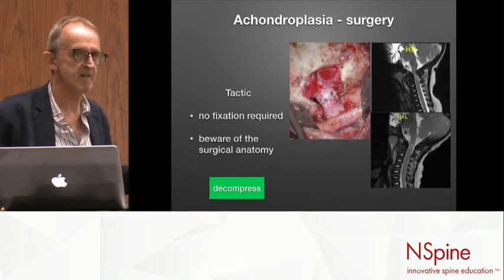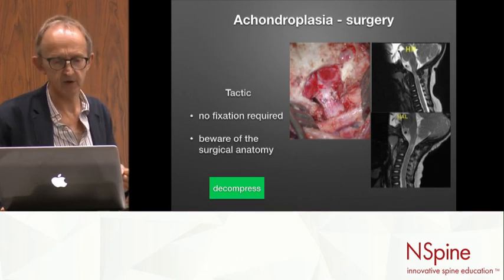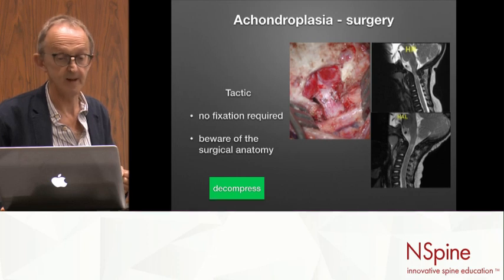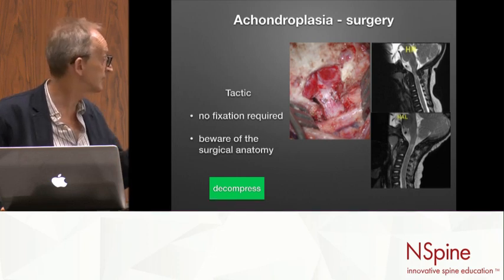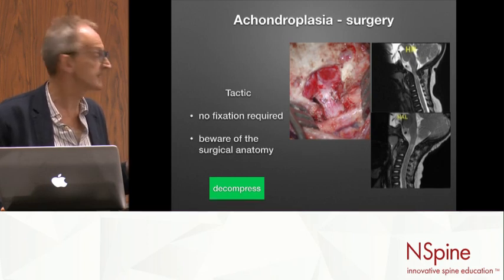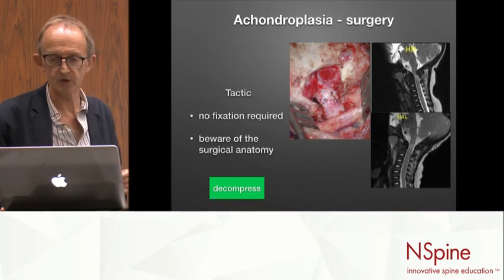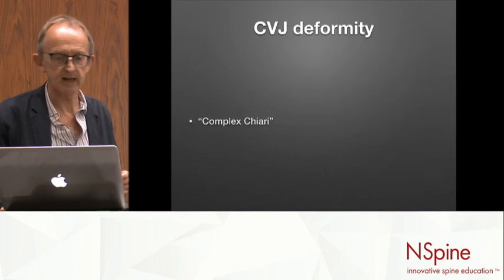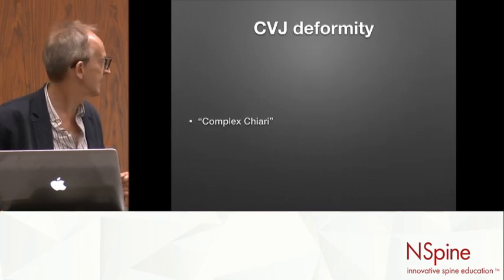It's very, very rare to have an achondroplasia patient with instability. But the anatomy is challenging. The width of the foramen magnum is in the region of 12, 13 millimeters, and the vertebral arteries are often much closer, so one has to be quite careful with the decompression there.